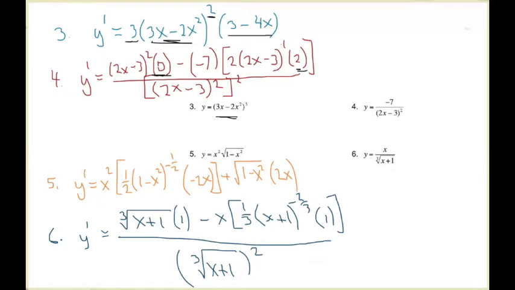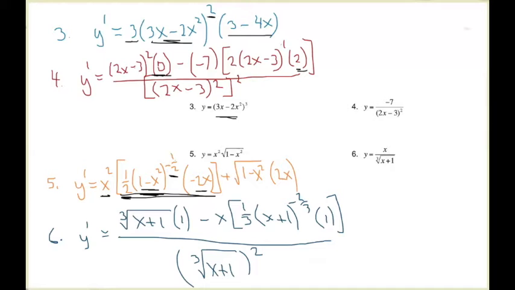Number 5 looks like a product rule. First times the derivative of the second plus the second times the derivative of the first. Okay, here's the first, just rewritten. The derivative of the second: we've got a radical, so this is 1 minus x squared to the 1/2 power. So here's the power rule being applied, 1/2 times that 1 minus x squared to the negative 1/2. And then we got to take the derivative of the inside, which would be negative 2x. That's the first part of the product rule.